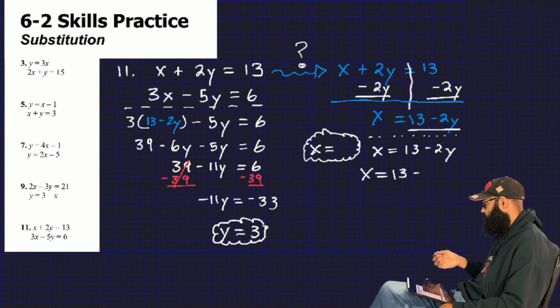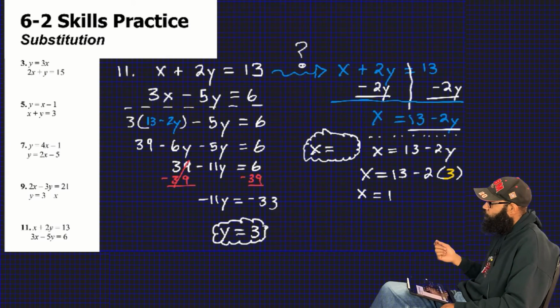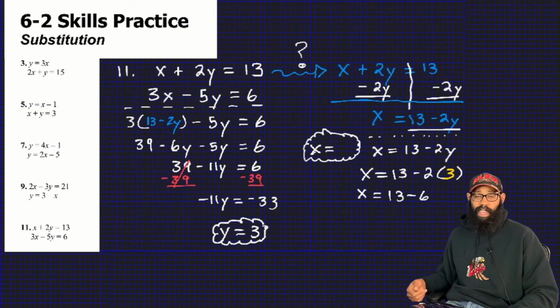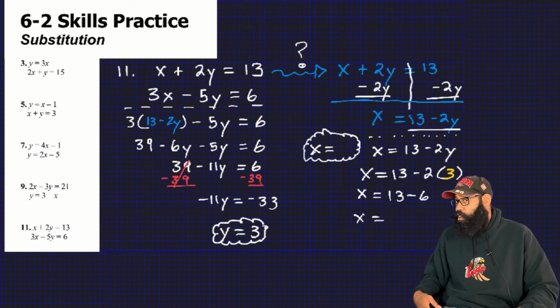Eventually, let's put a parentheses. So x equals 13 minus 2 times what the value of y was. In this situation, it was 3. So 2 times 3 is 6. x is equal to 13 minus 6. And I'll come right back to you guys and say, where's the confusion?